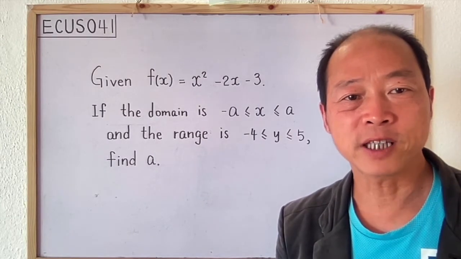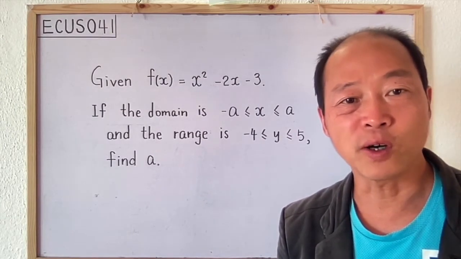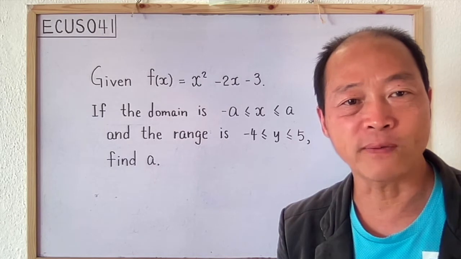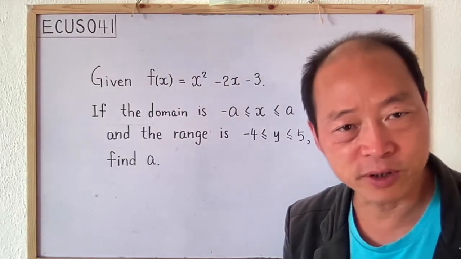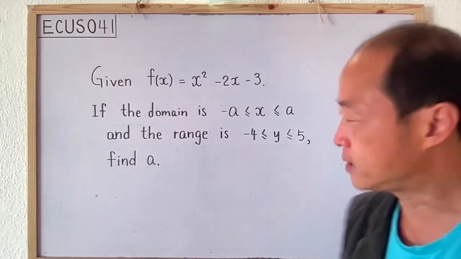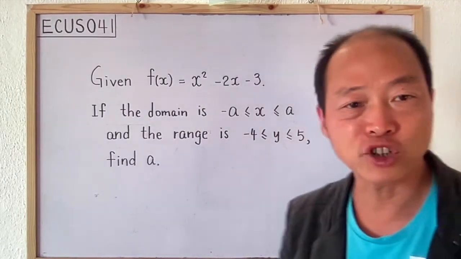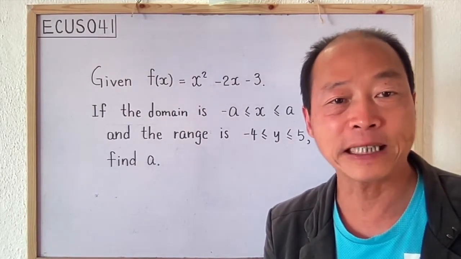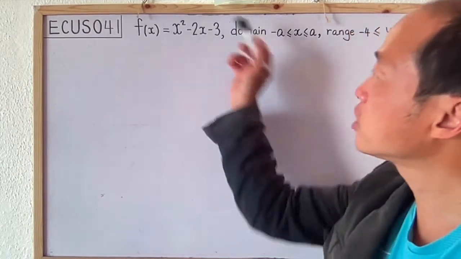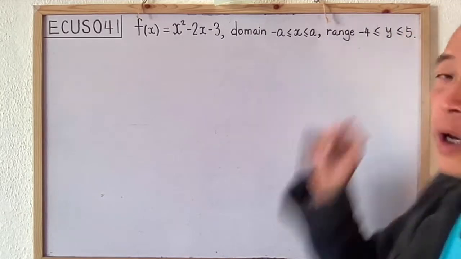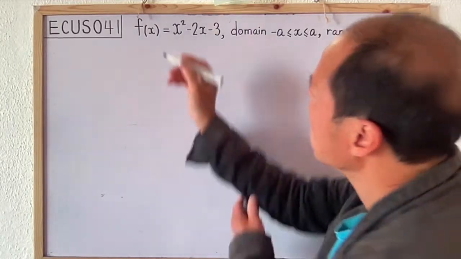Before we work out the value of a, it's natural for us to think about what value of x will give minus 4 as the function output, and what value of x will give 5 as the function output. Let's answer these two questions first. When the function output is minus 4, we have the equation x squared minus 2x minus 3 equals minus 4.